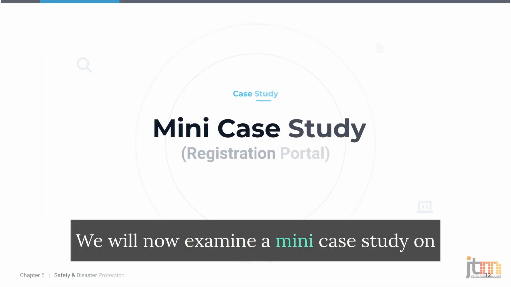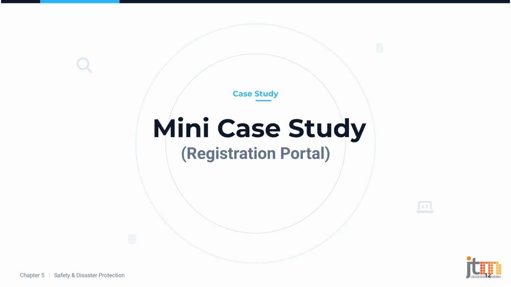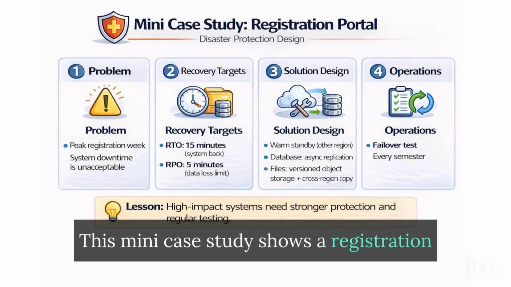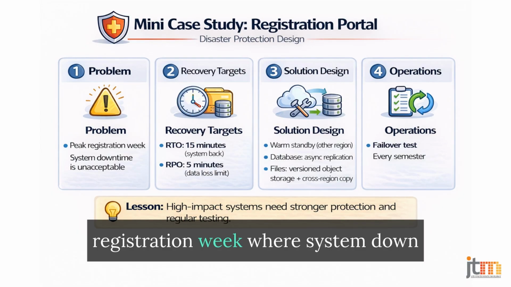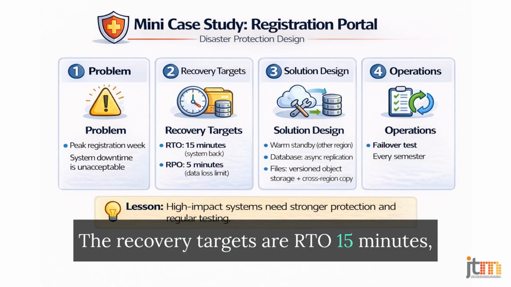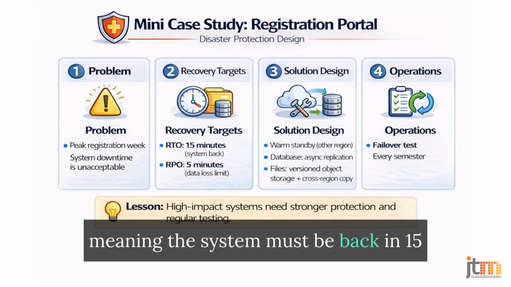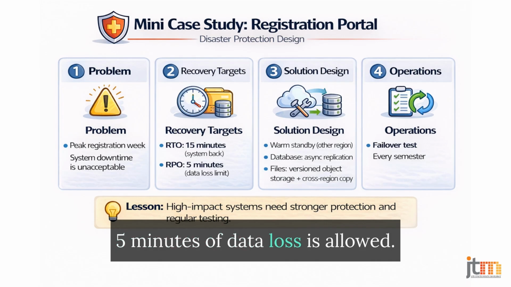We will now examine a mini case study on disaster protection design for a registration portal. This mini case study shows a registration portal disaster protection design. The problem happens during peak registration week, where system downtime is unacceptable. The recovery targets are RTO 15 minutes, meaning the system must be back in 15 minutes, and RPO 5 minutes, meaning only 5 minutes of data loss is allowed.